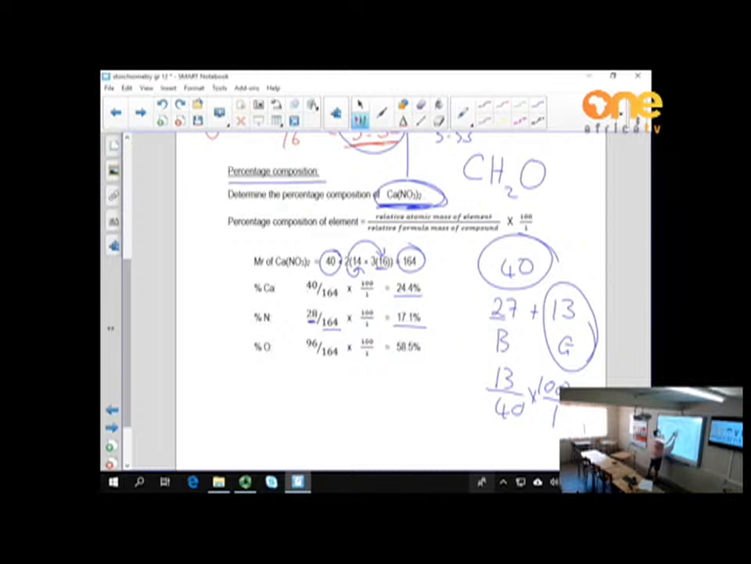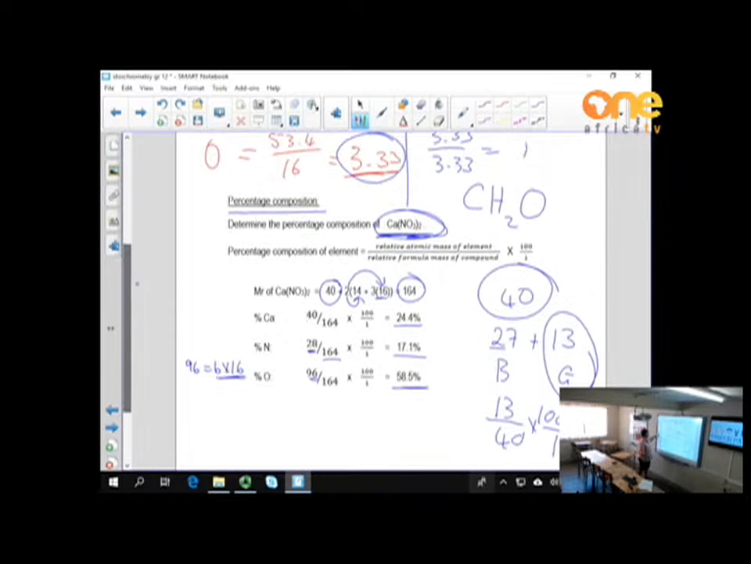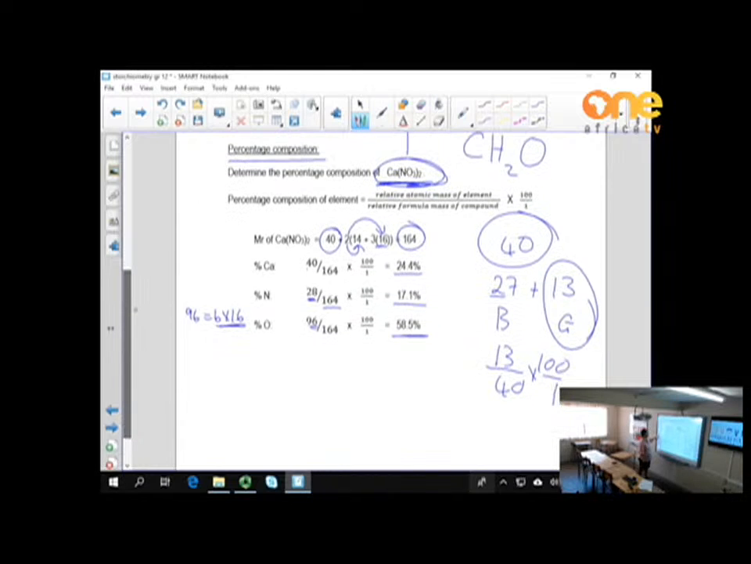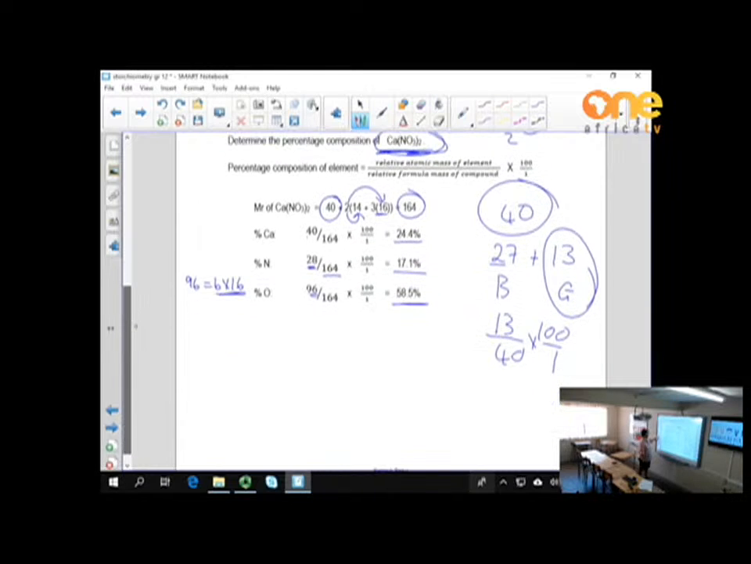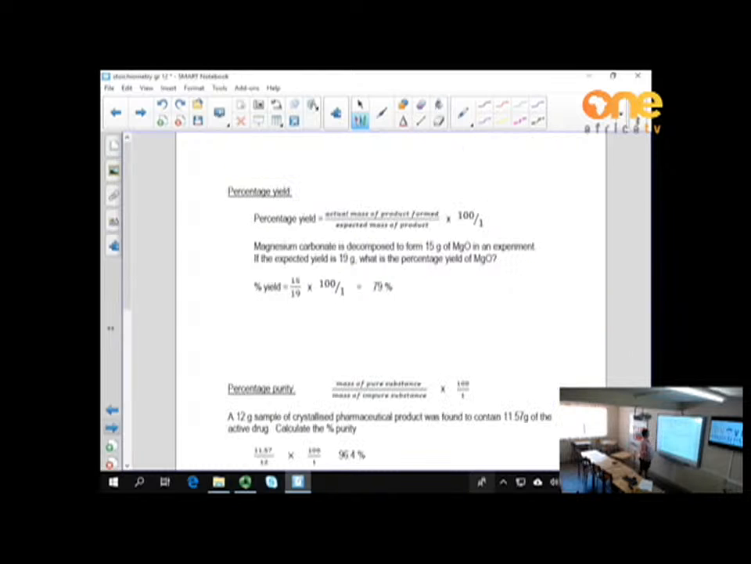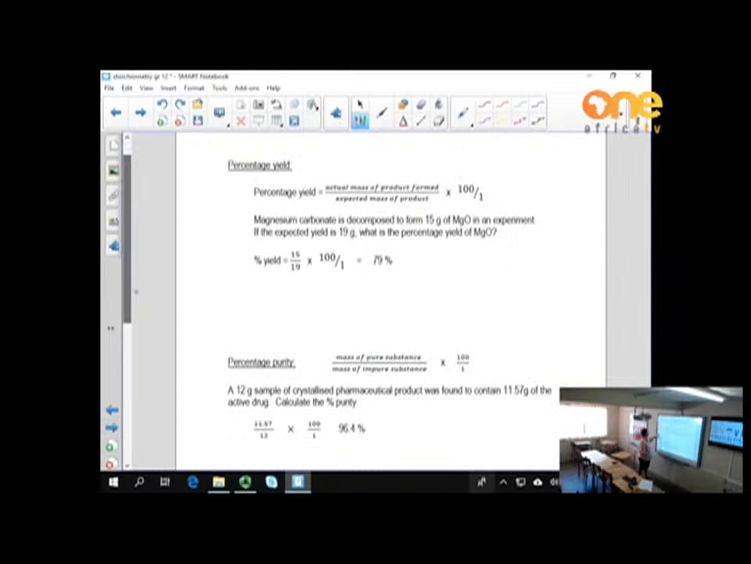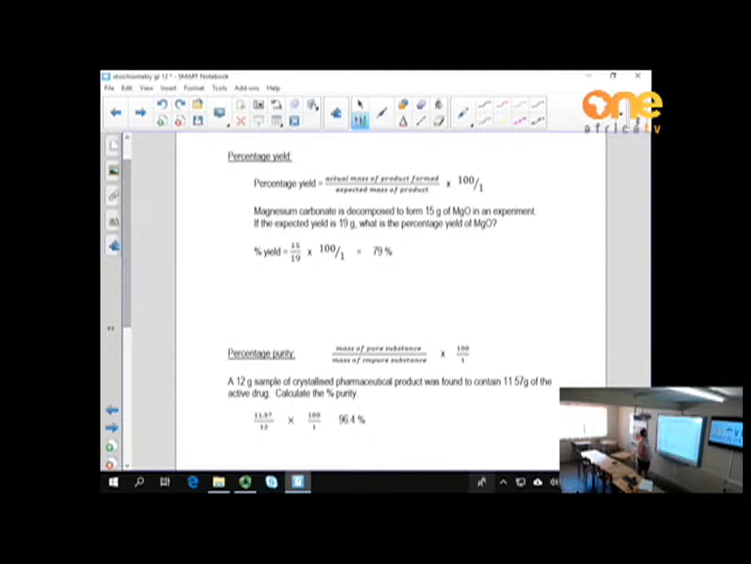There are actually 6 oxygens in that compound, so it's actually 6 times 16, which would give me 96. The 96 is equal to 6 times 16, because we have 6 oxygen atoms. And that gives me a percentage of 58.5%. So the percentage composition is I have got 24.4% calcium, 17.1% nitrogen, and 58.5% oxygen.